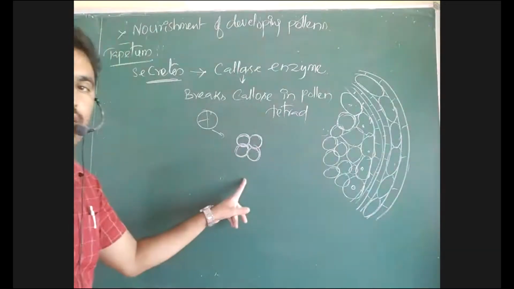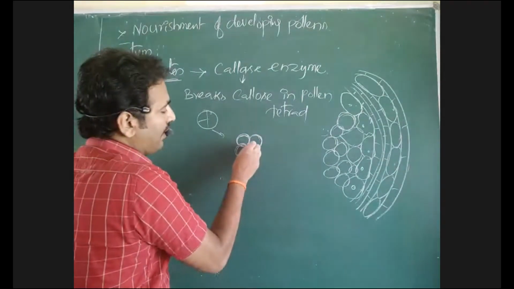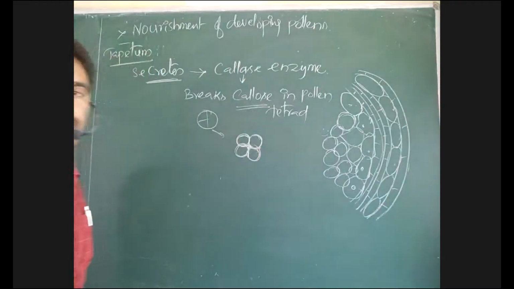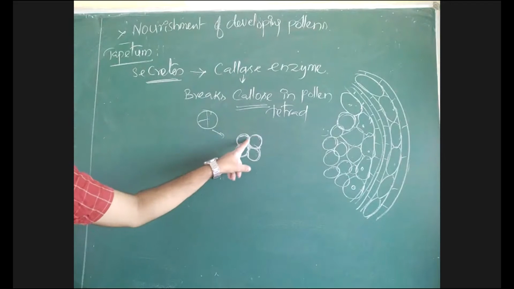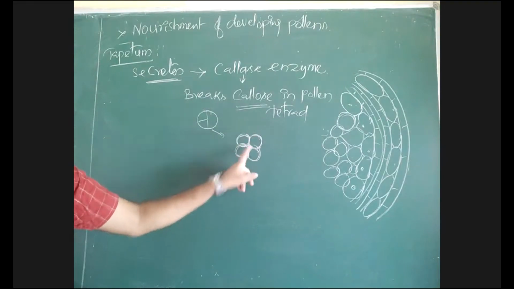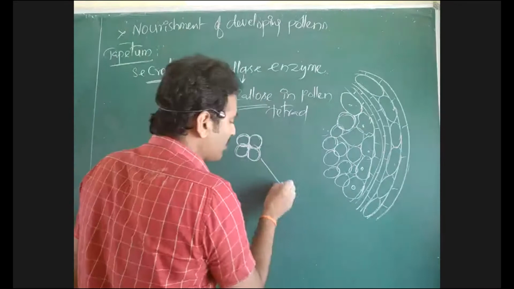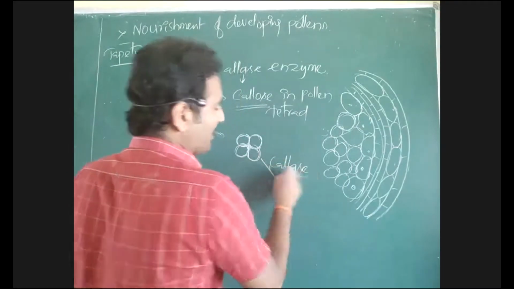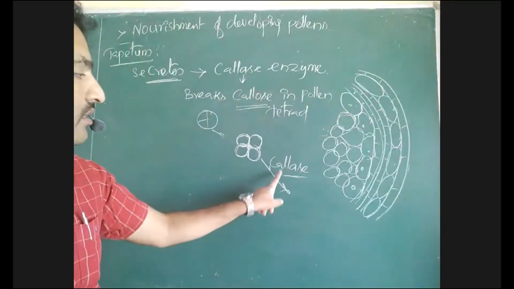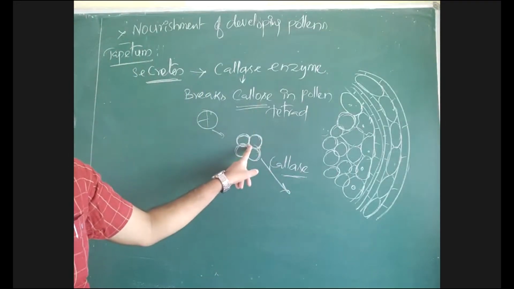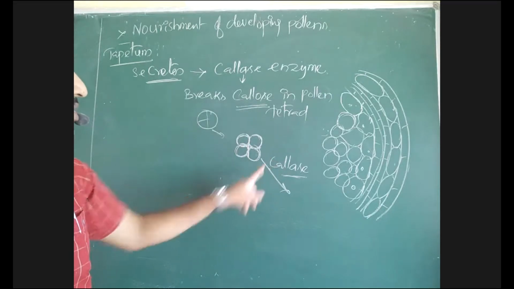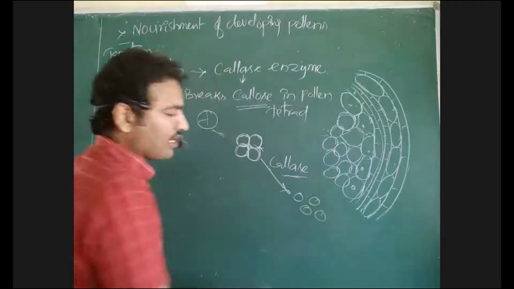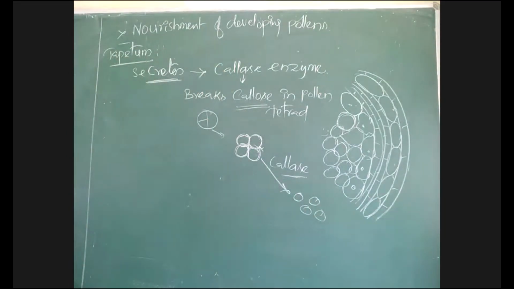This is a tetrad. The cells in the tetrad are connected to each other with a substance called callose. Callose is a chemical substance present between spores in a tetrad. On that there is the action of the enzyme callase. This is callase. This is callose. Callase is an enzyme that breaks this substance, and it is responsible for the release of individual spores from the tetrad.